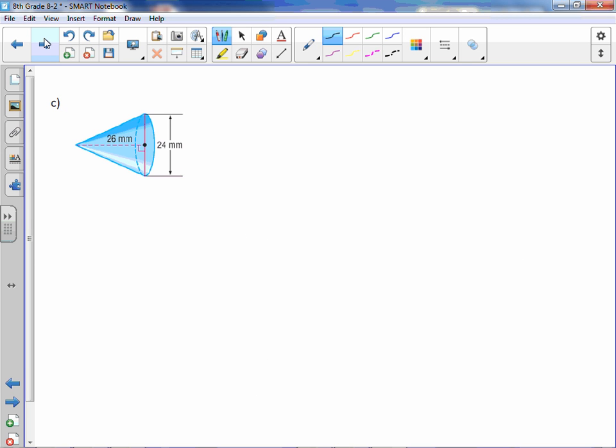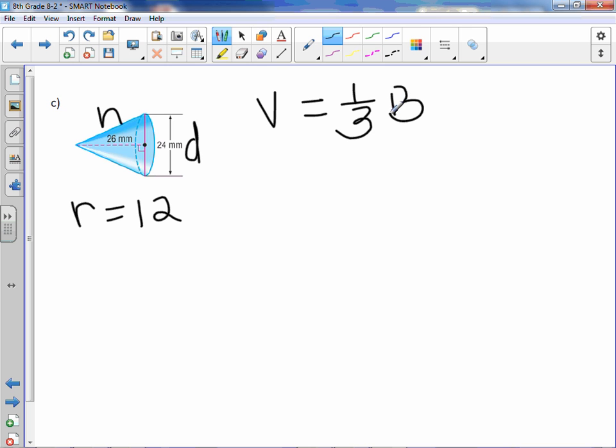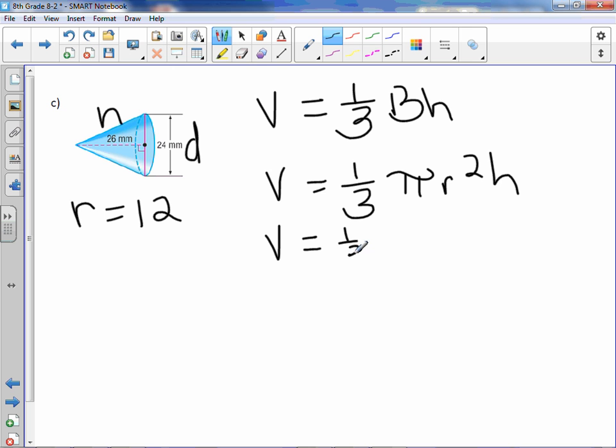Letter C. This time we have a diameter. Remember, the radius is half the diameter, so it'll be 12. And 26 is our height. Volume is 1/3 capital BH, which is 1/3 pi r squared h. Plug in what we know. Volume equals 1/3 pi, radius is 12, and height is 26.